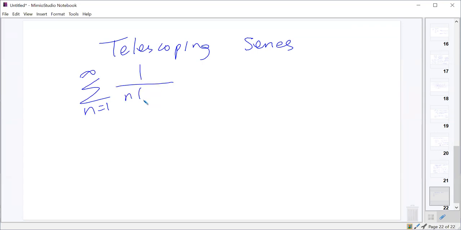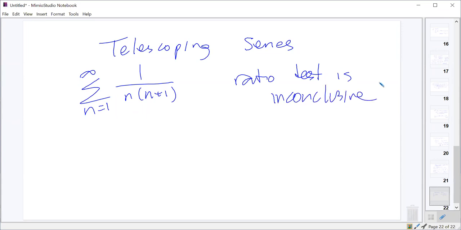If we have this series, and you try to do the ratio test on this, we're not going to go through it, but I guarantee you the ratio test is inconclusive on this one. So we don't know if this converges or diverges. But what we can do is use some partial fractions to separate this out. And 1 over n times n plus 1, if I remember correctly, this becomes, I hope this is right, 1 over n minus 1 over n plus 1.